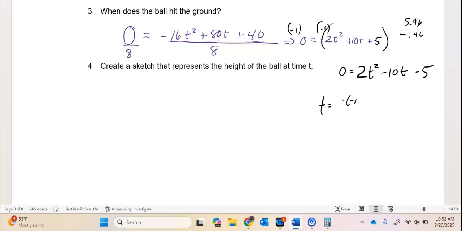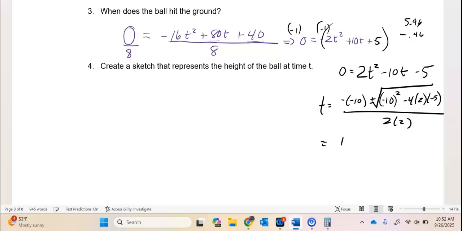Negative b plus or minus the square root of b squared minus 4 times a times c, all over 2 times a. So I got 10 plus or minus the square root of, what does all that simplify to? That's 100 plus, since I have two negatives, 100 plus 40, all over 4. Okay, so there's two answers here, right? 10 plus square root of 140 over 4.